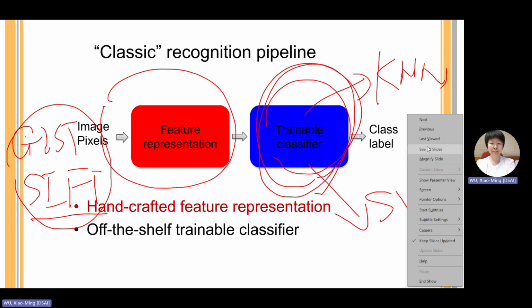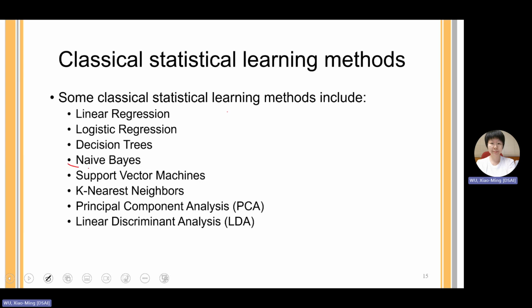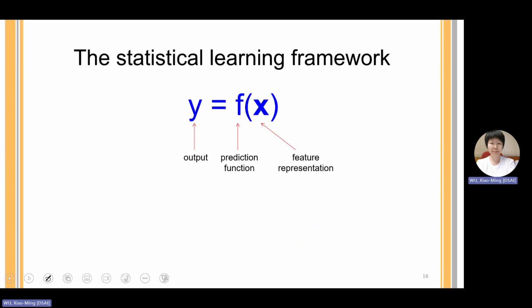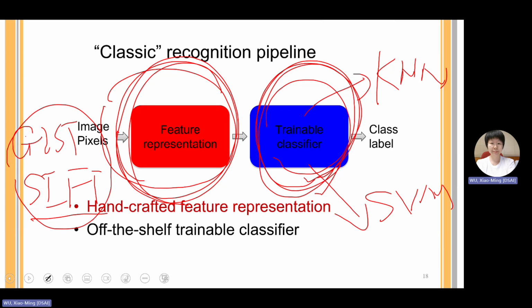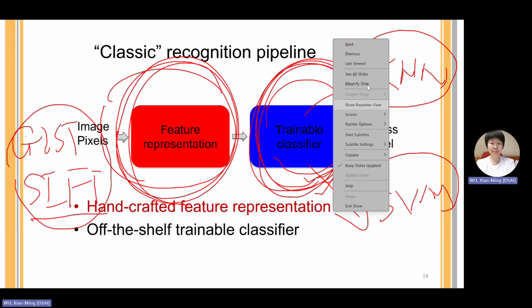support vector machine, linear classifier or kernel SVM, naive Bayesian, logistic regression, PCA, etc. So in the statistical learning pipeline, feature representation is critical, because the classifiers we apply, typically k nearest neighbor and SVM, are simple classifiers. So feature representation is critical.